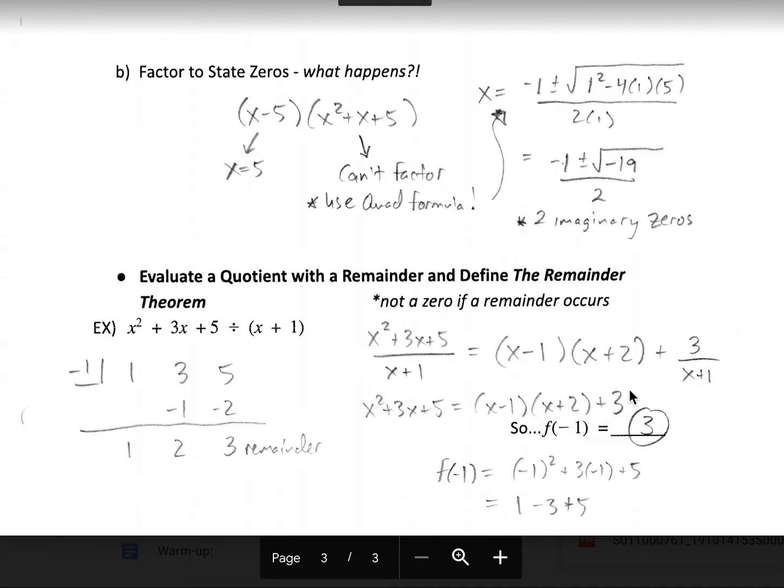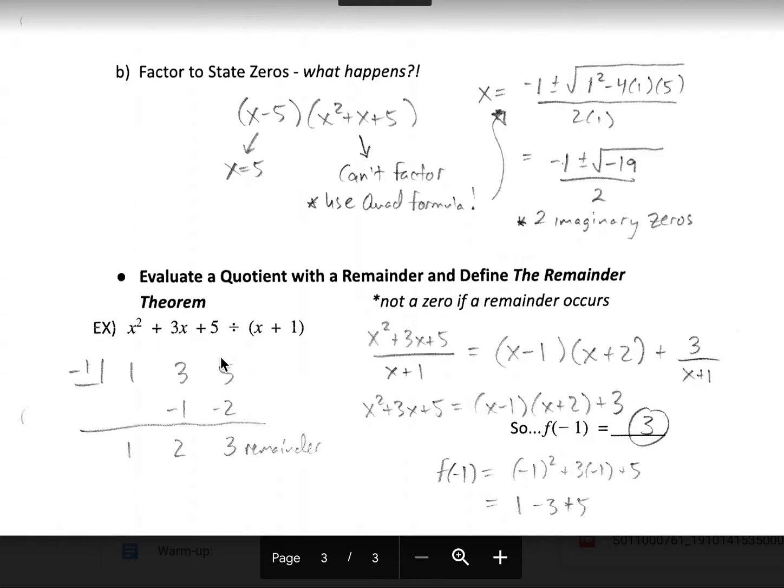The cool thing about polynomials is that when you have a remainder, that's actually the same thing as evaluating our function at that zero value. So if I evaluate this function at -1, the output is the remainder value. You can prove it by plugging it straight in: squaring -1, adding 3 times -1, and adding 5, that also gives us 3.